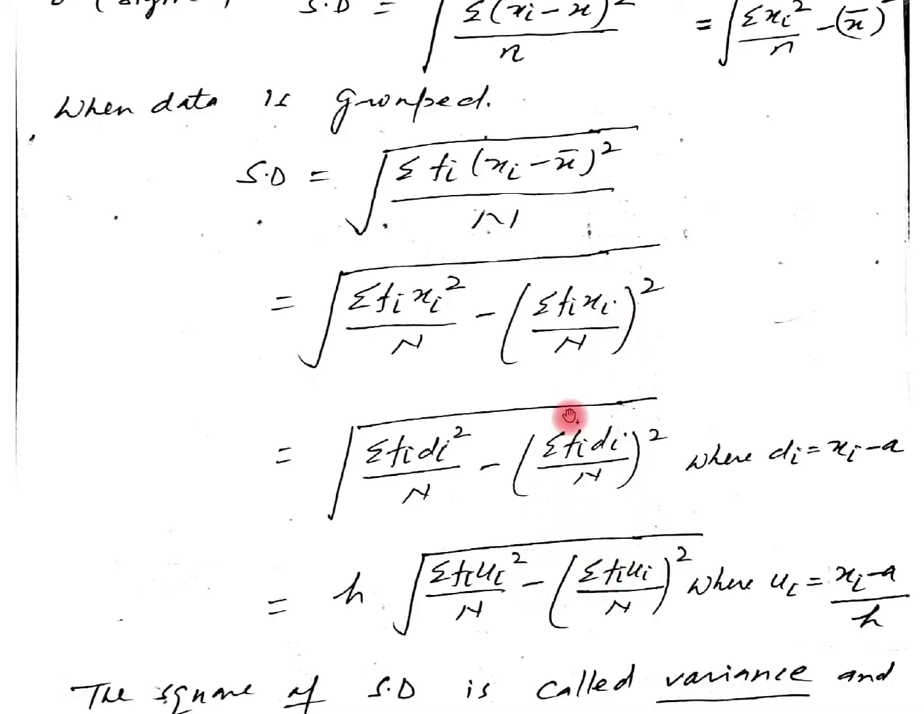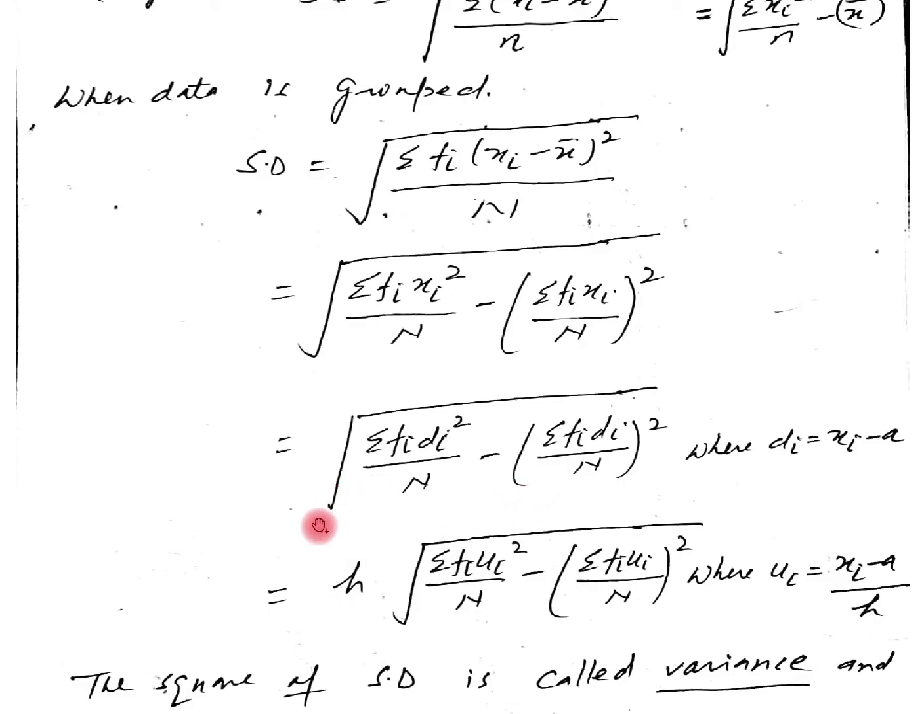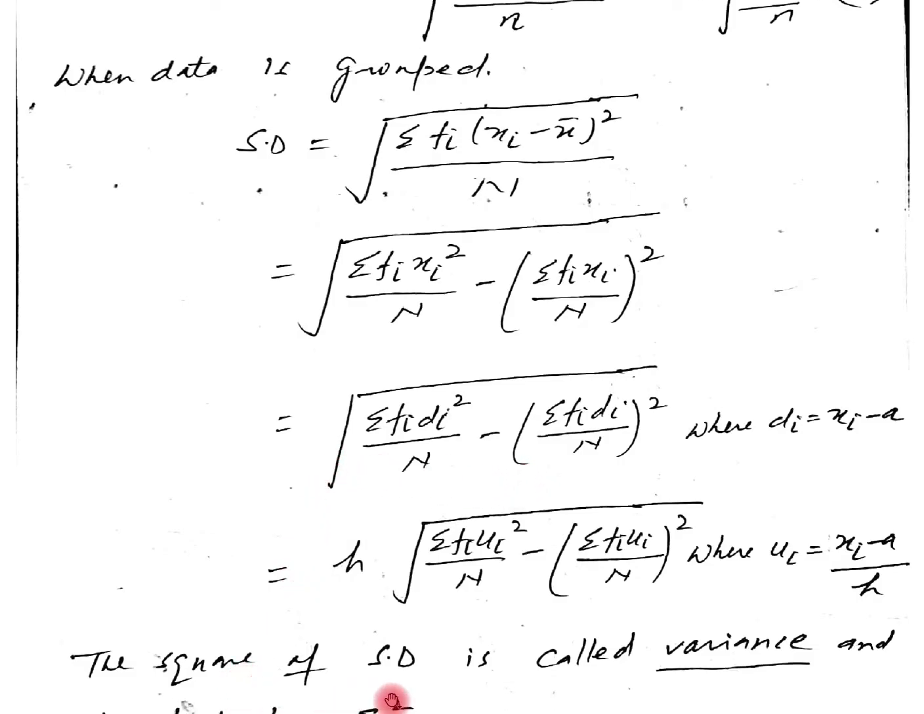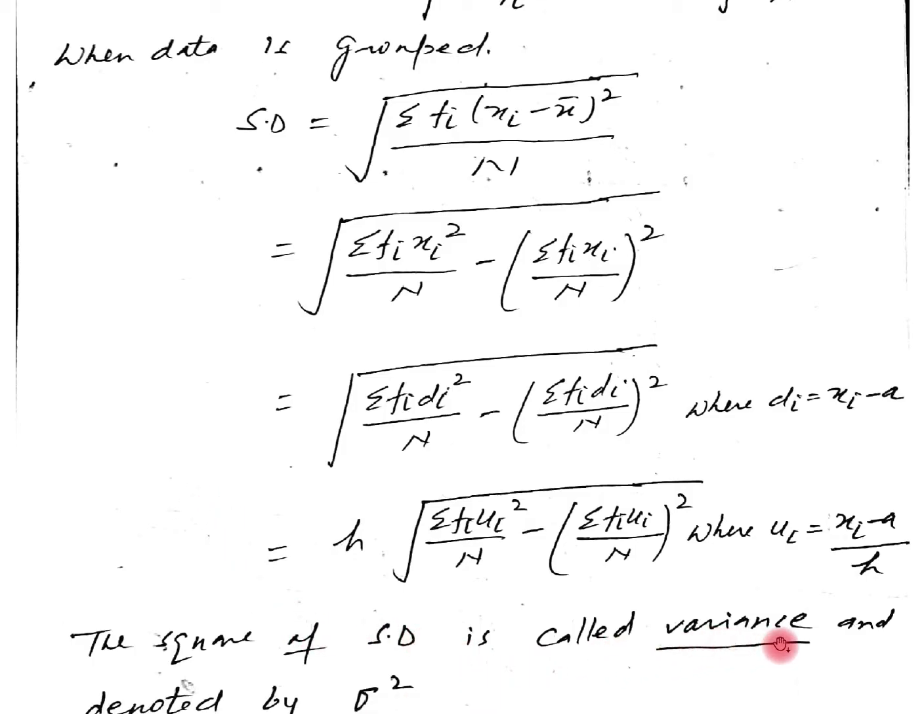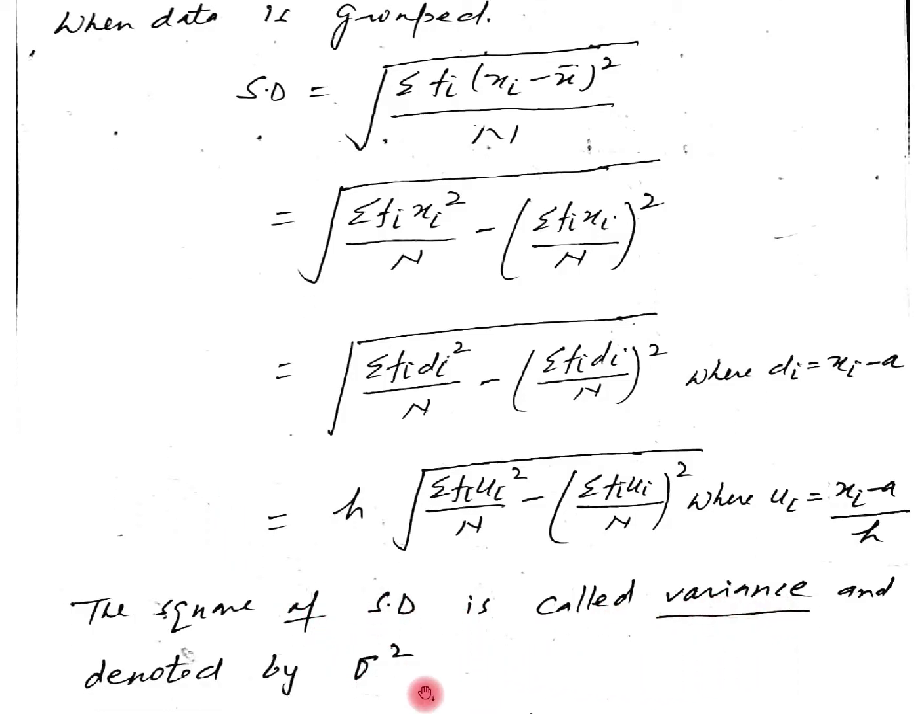Now, let us see the questions, and one more thing is here. The square of standard deviation, it means sigma square, is called variance and is denoted by sigma square.